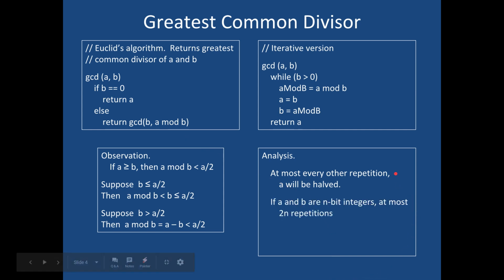If A and B are n-bit integers, there'll be at most 2n repetitions, because we're cutting the original A in half each time, every other time. Each repetition is n squared because there's a division involved. So that would seem to say that GCD is an n cubed algorithm, O of n cubed. Now, it turns out it's n squared. So yes, it's O of n cubed, but it's also O of n squared. Where did the overestimate come from?